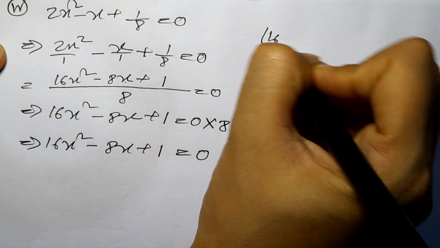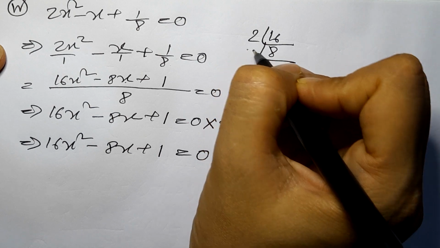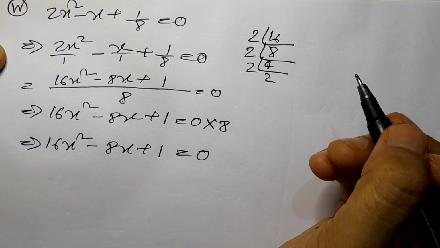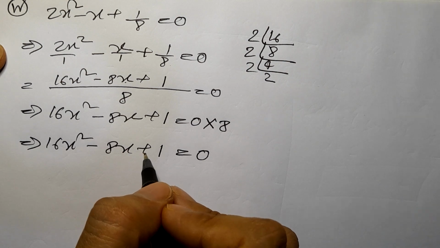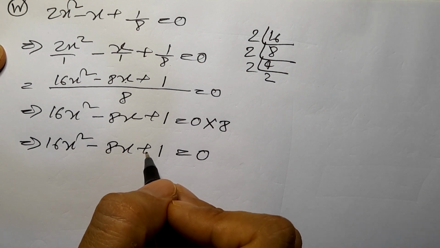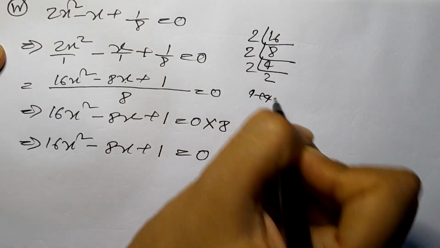Prime factorization of 16: 2 4s are 8, 2 2s are 4. Here the sign is plus, so we have to make the 8 by addition. Check the sign: here is plus, so we make the 8 by addition. 2 2s are 4, 2 2s are 4, 4 plus 4.